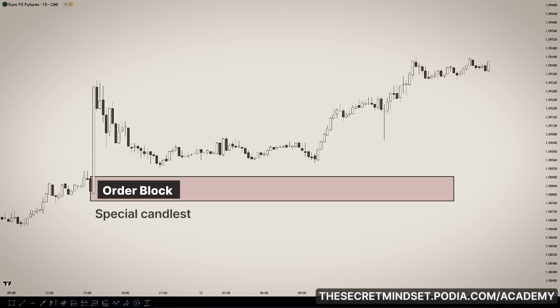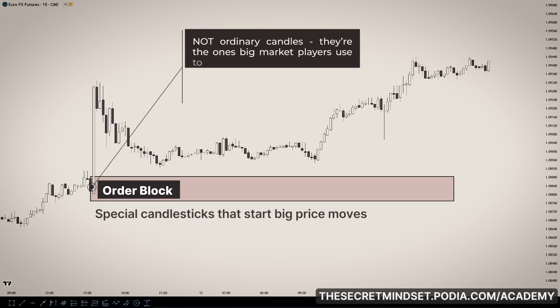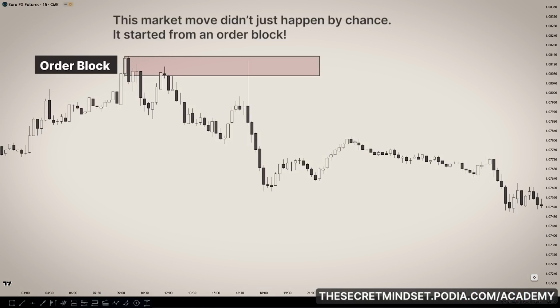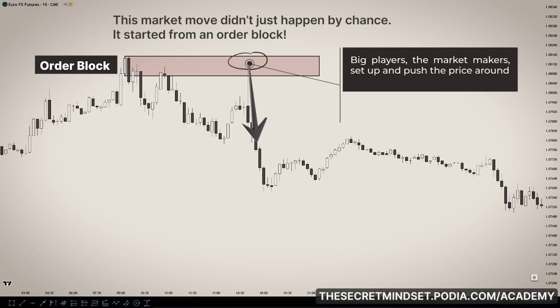Order blocks are special candlesticks that start big price moves. They are not just any candles, they're the ones big market players use to kick off trends. When you see a big market move, it didn't just happen by chance. It started somewhere. And that starting point is an order block. It's where the big players, the market makers, set up and get ready to push the price around.